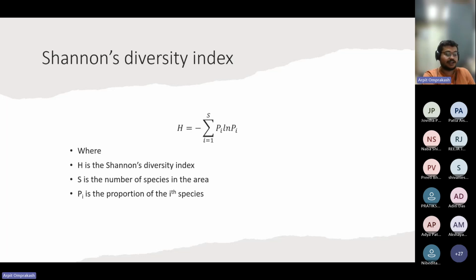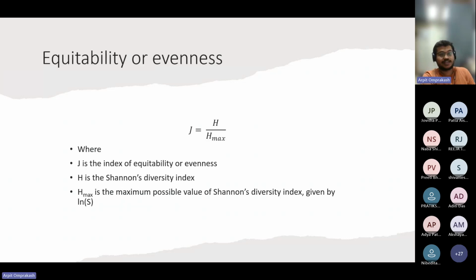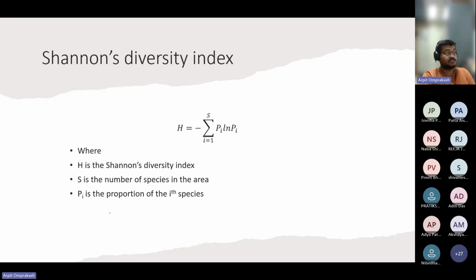A high value means a high diversity, low value means low diversity. Again, for Shannon's diversity, we can define an equitability or evenness measure, which is given by H divided by H max, where H max is the maximal possible value of Shannon's diversity index, which is generally given by log of S, where S is the number of species in that given area.